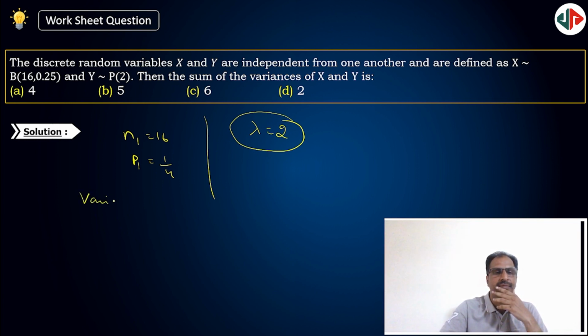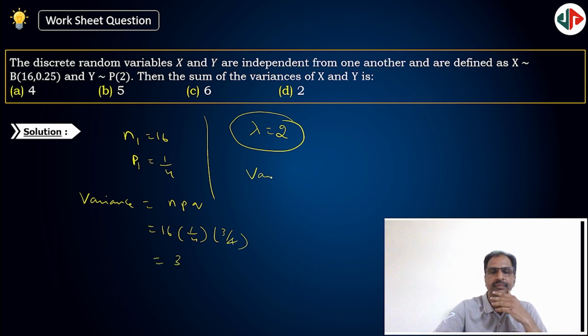So what is the variance of binomial distribution? NPQ. 16 into 1 by 4 into 3 by 4, which is 3. In case of Poisson, variance is nothing but lambda, which is 2. So what is the sum of variances? 3 plus 2, 5. Option B.